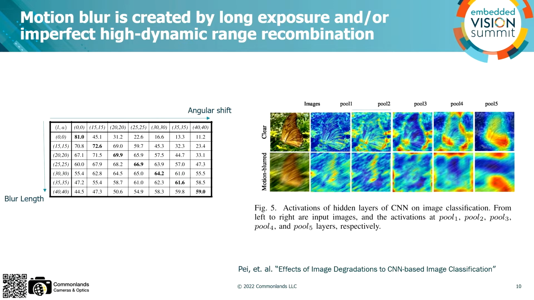In this case, you can see the butterfly is clear in the top left, and the hidden layers are activated. The activations in the hidden layers are fairly precise. When you introduce motion blur into the system, those become more imprecise. And there are two different types of motion blur. There's angular, so if the camera is shifting, and there's also length for the motion blur. Both can degrade the accuracy of CNNs, and this is a VGG network.